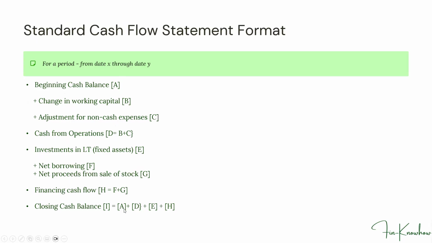And the difference between A and I will tell you if the cash flow generated during the period was positive or negative. If it is positive, I will be greater than A. If it is negative, I will be less than A. Okay? So this is what the standard cash flow statement format looks like. All right, so that gives you an overview of the statement of cash flows.